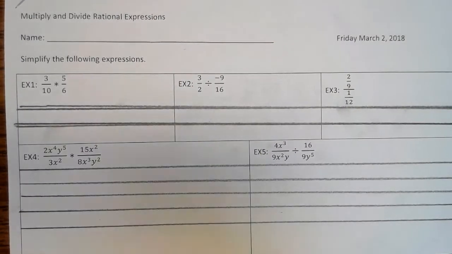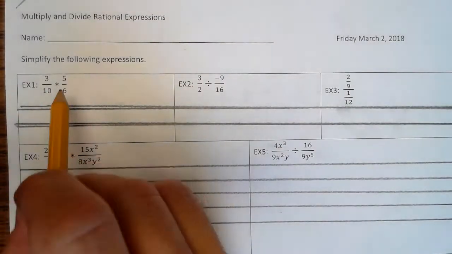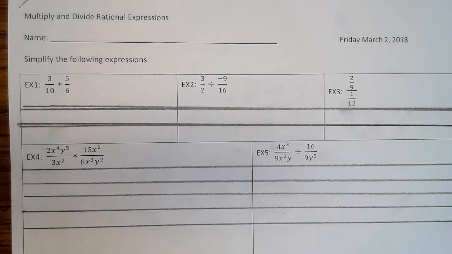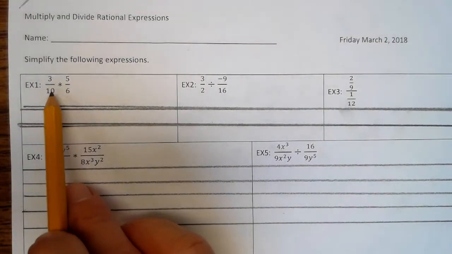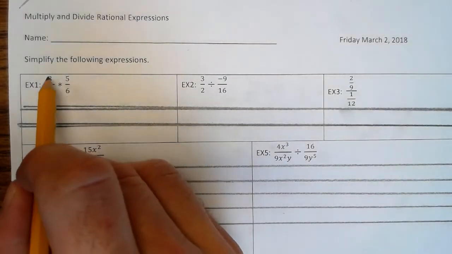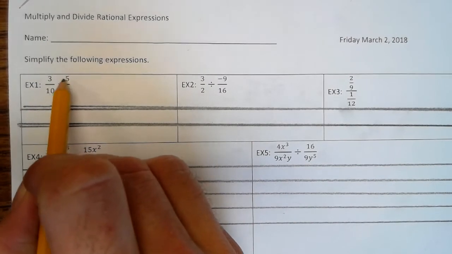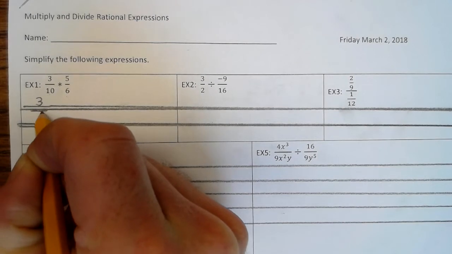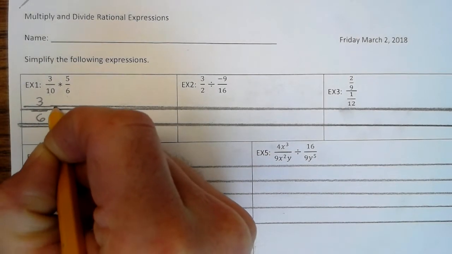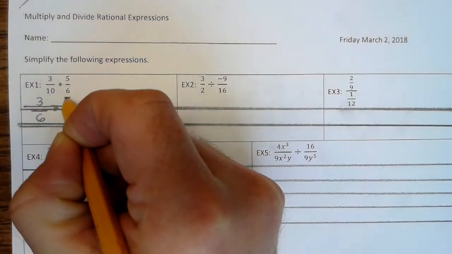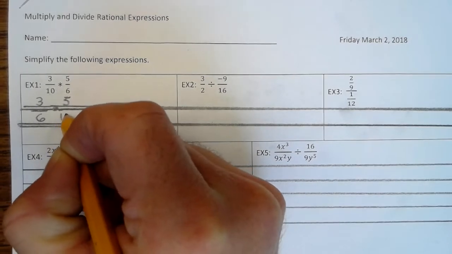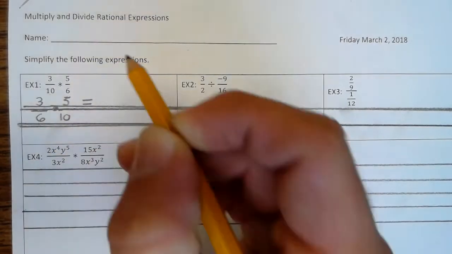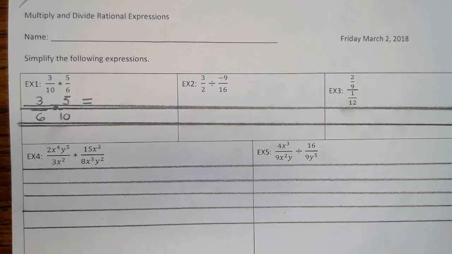Now we're going to write that a little bit differently because remember, the multiplication property says that 10 times 6 is the same as 6 times 10, and 3 times 5 is the same as 5 times 3. So I'm going to rewrite this as 3 divided by 6 times 5 divided by 10. And we can do that because of the multiplication property, okay?